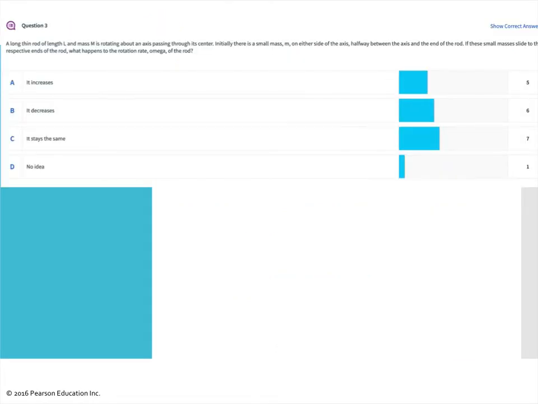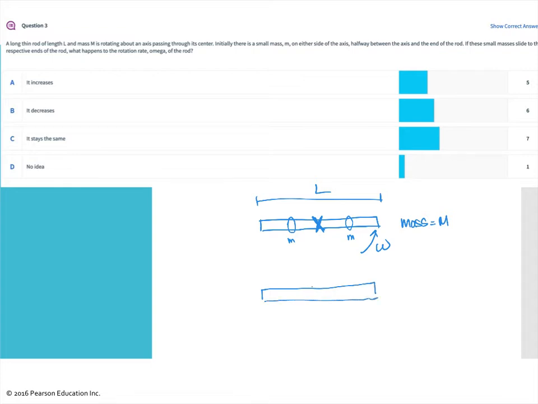So if I have a thin rod of length L and mass M, so here it is, rotating with an axis through its center, so I'm going to put it there. Initially we have a small mass on either side, so these are my little masses, little m's, about halfway from the edge, and everything is rotating with omega. And then what happens if we move the masses to the ends? So this is the initial case and this is the final case.